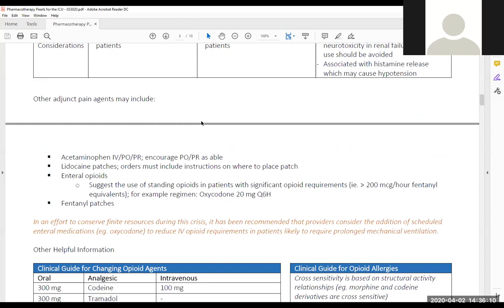Because we are in such short supply of these medications, one thing we've talked to our ICU providers about is starting enteral opioids in addition to these infusions up front. So increasingly, you should see these patients started on fentanyl patches, high doses of enteral oxycodone, perhaps even morphine and hydromorphone as the drug landscape evolves. So that's appropriate and actually recommended in these patients.